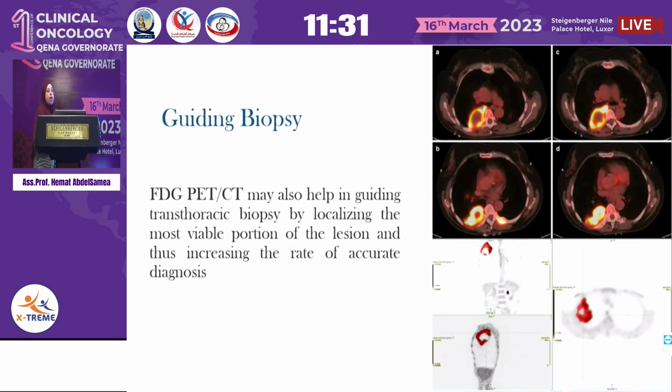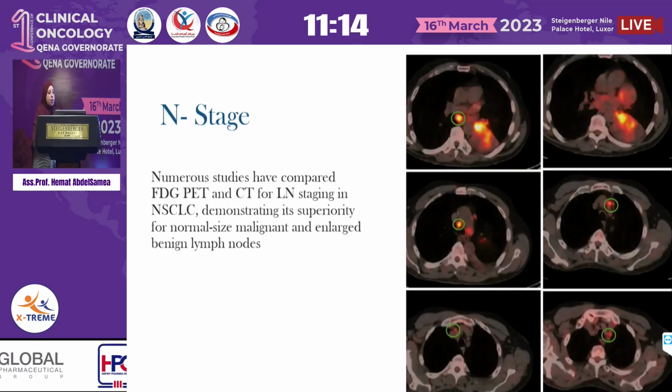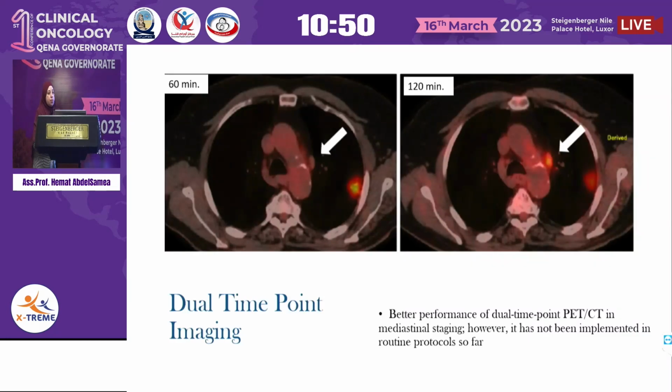FDG PET-CT may also help in guiding transthoracic biopsy by localizing the most viable portion of the lesion and thus increasing the rate of accurate diagnosis. This is also one of our patients with a mass having central necrosis. Numerous studies have compared FDG PET-CT and CT for lymph node staging in non-small cell lung cancer, demonstrating its superiority in small-sized or normal-sized lymph nodes compared to CT. This is one of our patients with multiple sub-centimetric nodules in the mediastinum detected on FDG PET-CT.